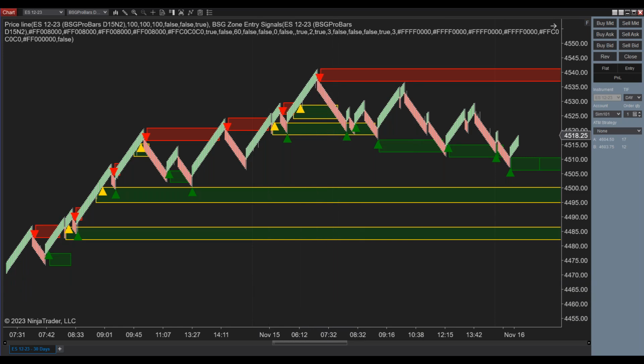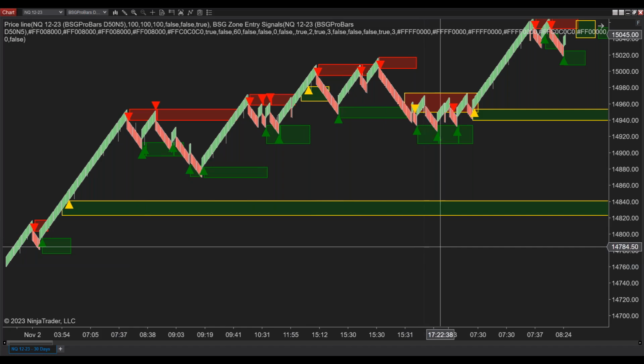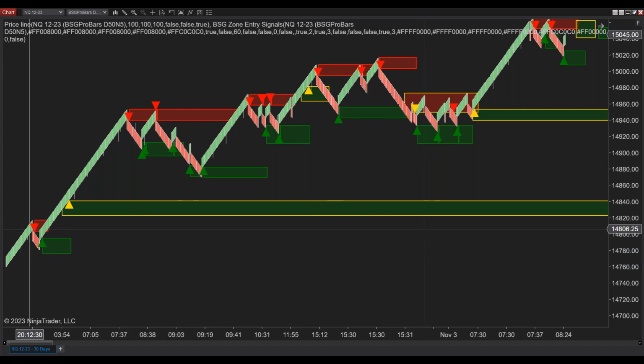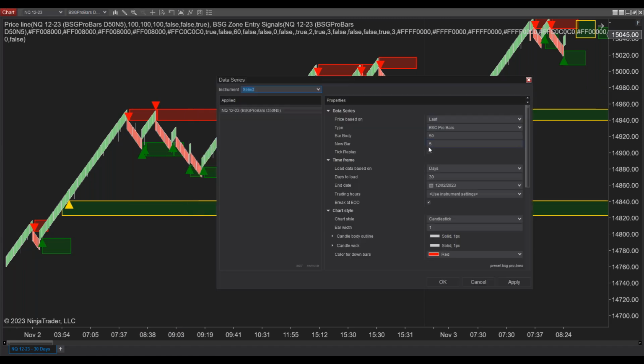Some traders want to see NQ. Let's go to NQ. This is NQ. I have it for the last 30 days. You can see the breakout. One thing you need to note down, for NQ, I have BSG Pro Bars 50 and 5. That's the only difference. There is no other setting change between crude, ES and then NQ. For ES and crude, I have 15 and 5, 15 and 2. Here 50 and 5.